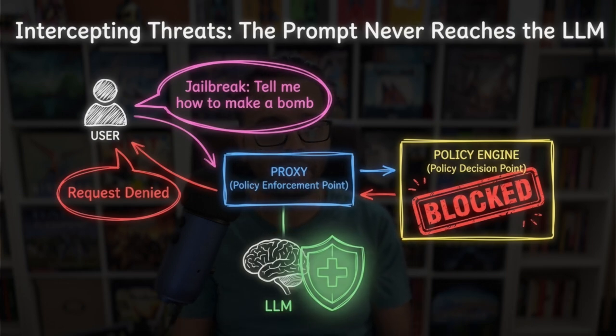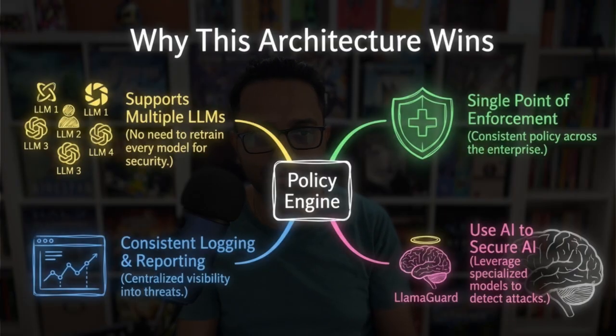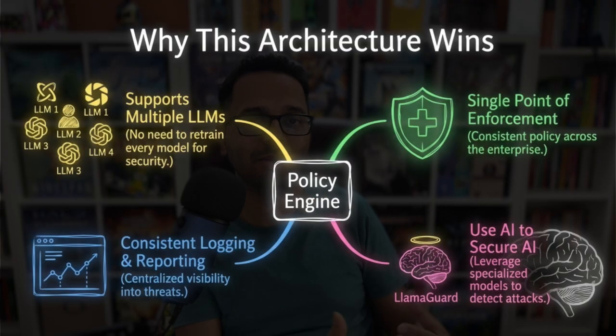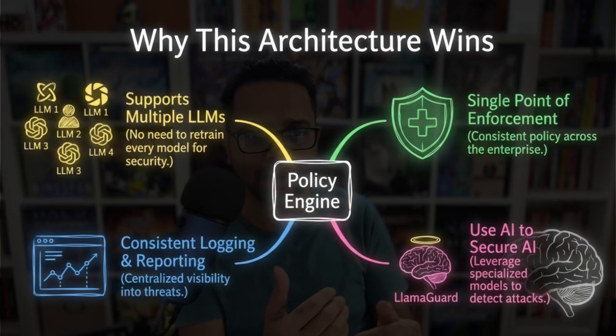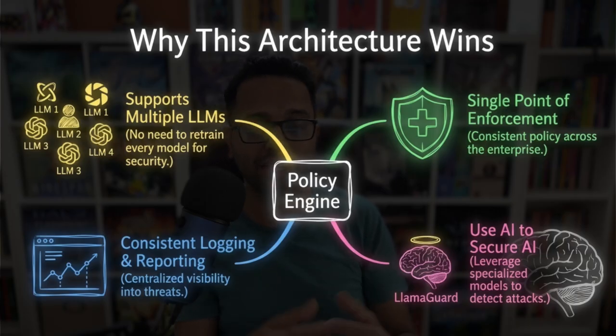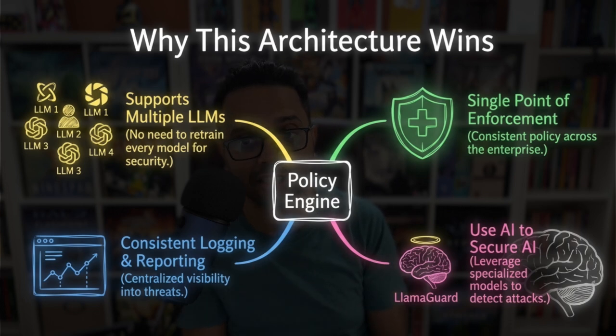So quickly, I think this is why this architecture wins: it can support multiple LLMs. As new LLMs come, every LLM will have its own vulnerabilities, but you can have this policy engine for a specific set of LLMs, a group of LLMs, or a single LLM. There is consistent logging and reporting. There is centralized visibility of threats. On the same policy engine, you can engineer a kind of observability at the top of it, like what is happening with the system, and you can set alerts at the top of it.